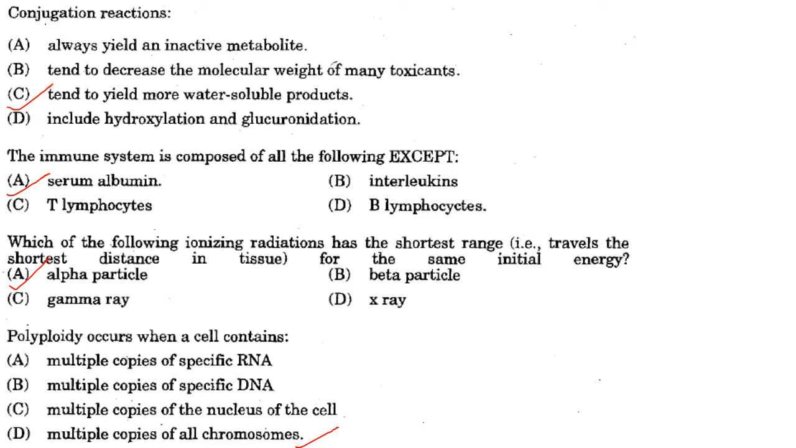Polyploidy occurs when a cell contains. Now polyploidy is the condition in which a normal diploid cell or organism acquires one or more additional sets of chromosomes. In other words, a polyploid cell or organism has 3 or more times the haploid chromosome number. So the answer here is multiple copies of all chromosomes. So the answer is option D.